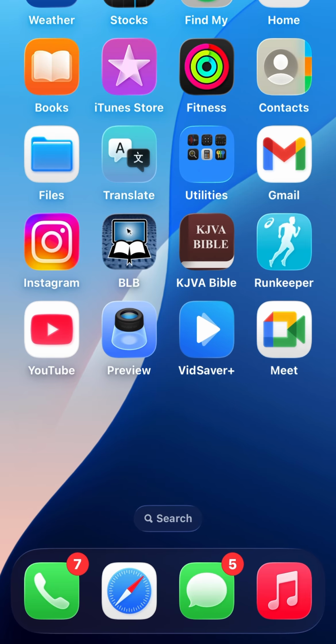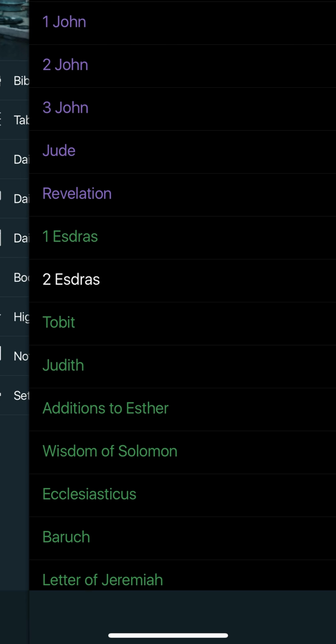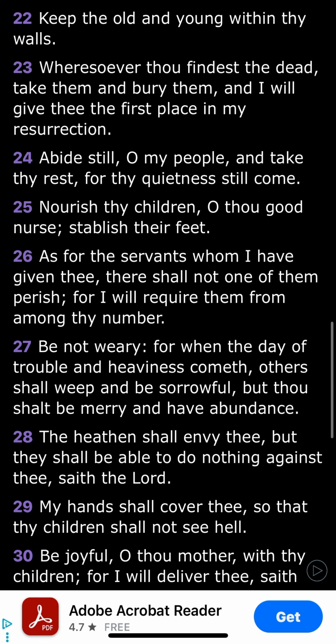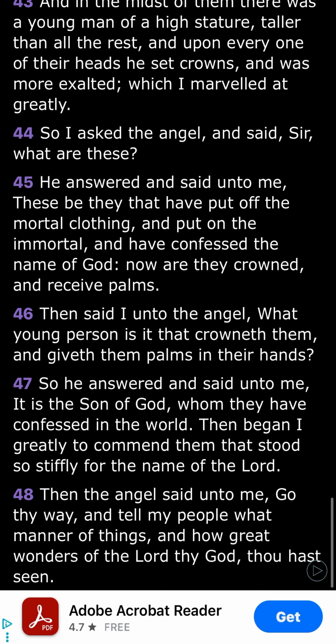All right, I'm going to get a quick precept before I start with this. This is 2nd Ezra chapter 2. All right, we'll get verse 47. I'm going to start at verse 44. It says, so I asked the angel and said, sir, what are these? He answered and said unto me, these be they that have put off the mortal clothing, because that represents the average foundation, the rudimentary principles of the world, the things that are average, that are not going to withstand the different adversities coming upon the planet Earth, as we're going to get in Matthew, the 7th chapter.